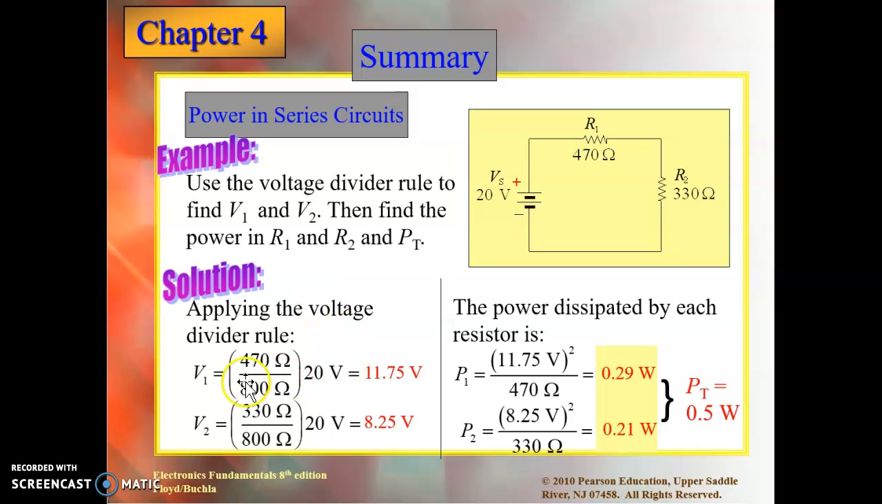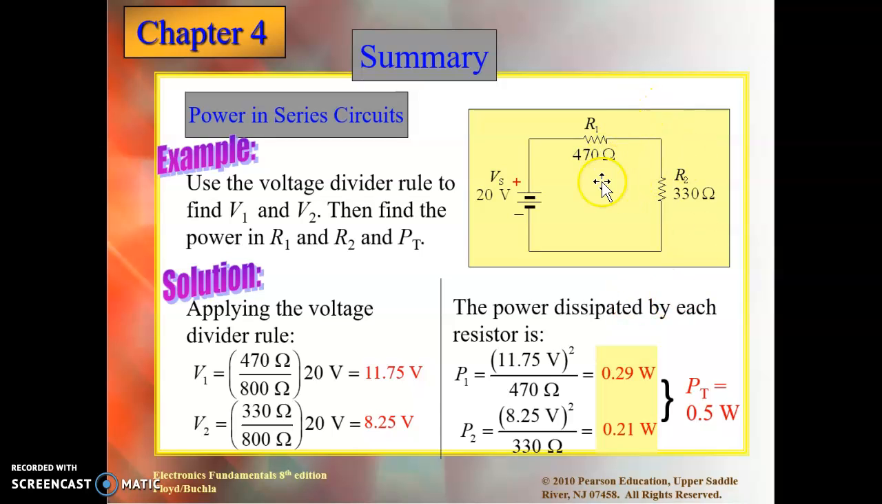So applying the voltage divider for V1, which is the voltage across this resistor, it will be the value of the resistor of interest, 470, divided by the total value of the resistors, 470 plus 330. We get 800, multiplied by the total voltage source. That's going to give us 11.75 volts. We do the same with V2 and we get 8.25 volts.